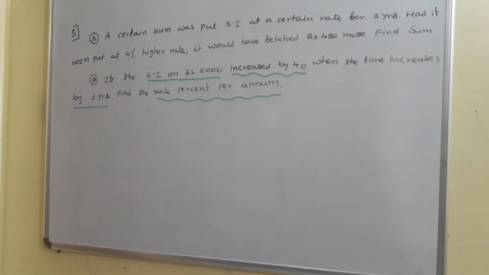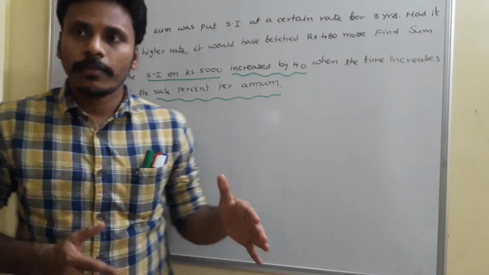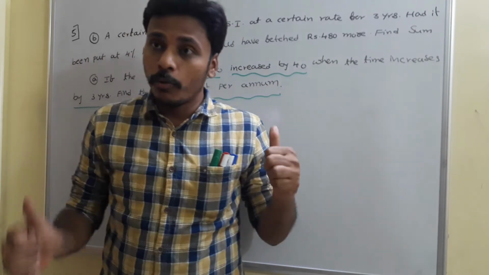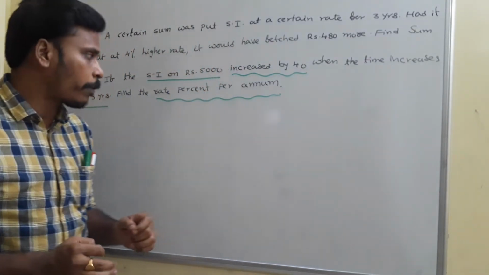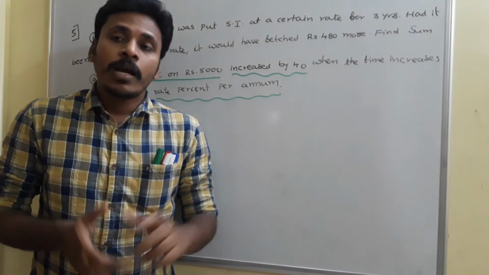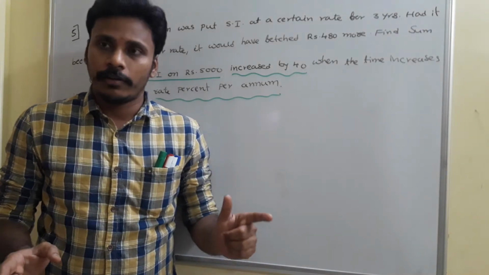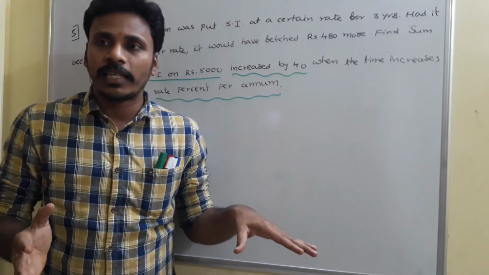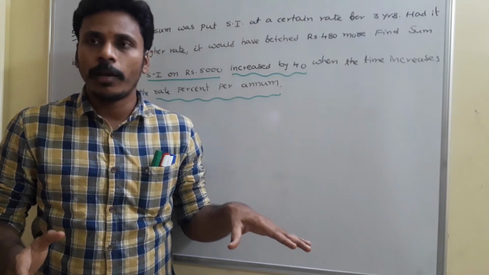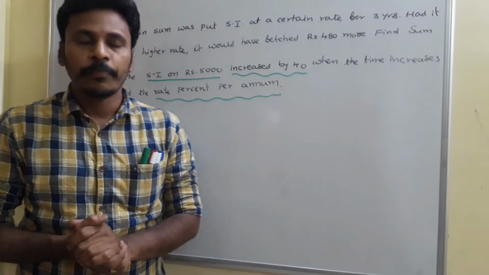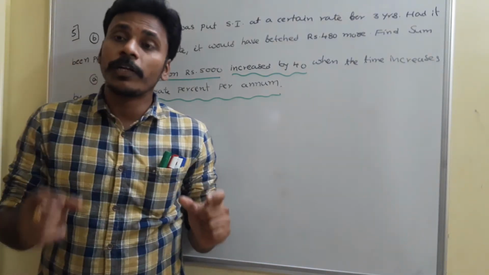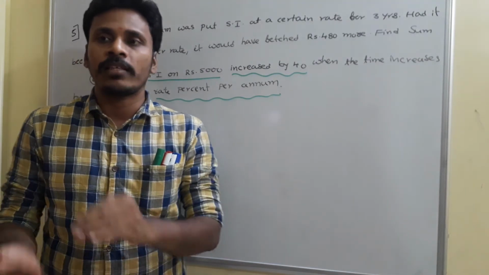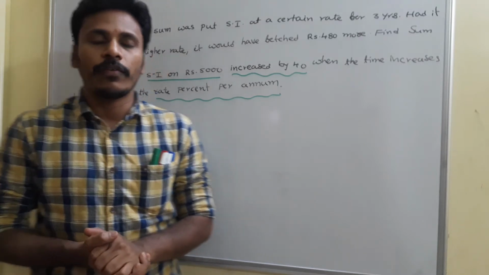As I mentioned, in both the cases the principal is the same, 5,000 rupees, and in both the cases the rate of interest is also the same, R%, and that is what we need to find. In both the cases the time is different. If in one case the time is t years, then in the other case the time is t plus 3 years. The difference between the times is 3 years. And the difference between the interests, the amount you are getting in the first case and the second case, is given as 40.